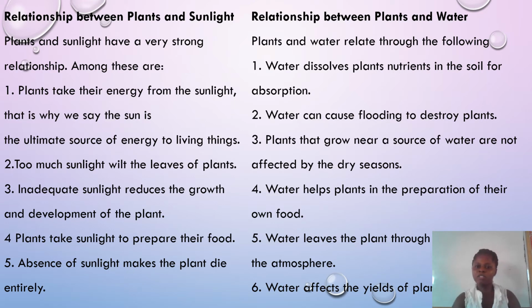Okay, let's look at the plant and water. Water dissolves plant nutrients in the soil for absorption. It can cause flooding to destroy the plant. Plants that grow near a source of water are not affected by the dry season. Water helps the plants in the preparation of their own food, and water leaves the plants through transpiration into the atmosphere. So you see that water also affects the plant both positively and then what? Negatively.